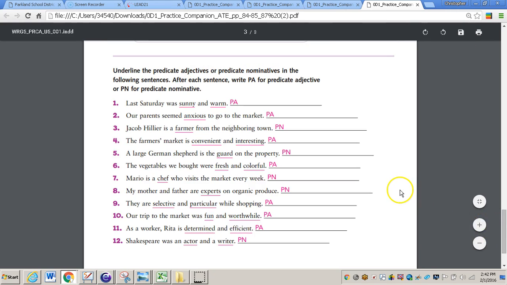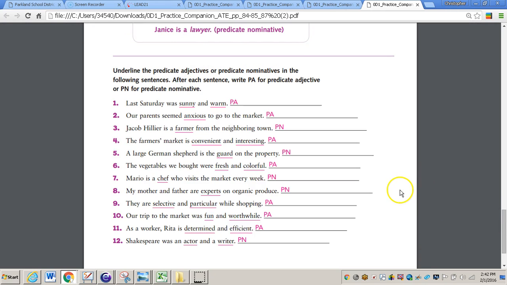Okay, so let's take a look at numbers 4 through 12. We can see number 4, convenient and interesting is a predicate adjective. Number 5 is guard, predicate nominative. Number 6, fresh and colorful, predicate adjective. Number 7, chef, predicate nominative. Number 8, experts, predicate nominative. Number 9, selective and particular, predicate adjective. Number 10, fun and worthwhile, predicate adjective. Number 11, determined and efficient, predicate adjective. And finally, number 12, actor and writer, predicate nominative.